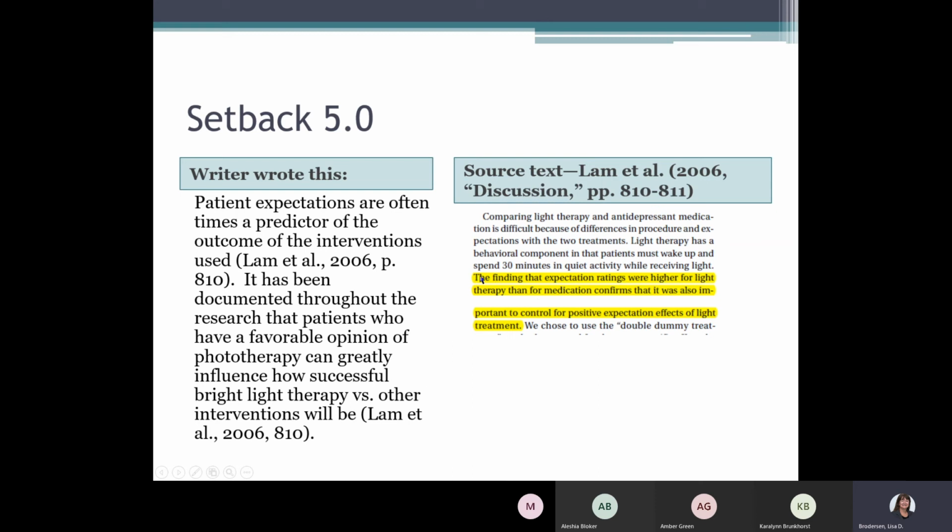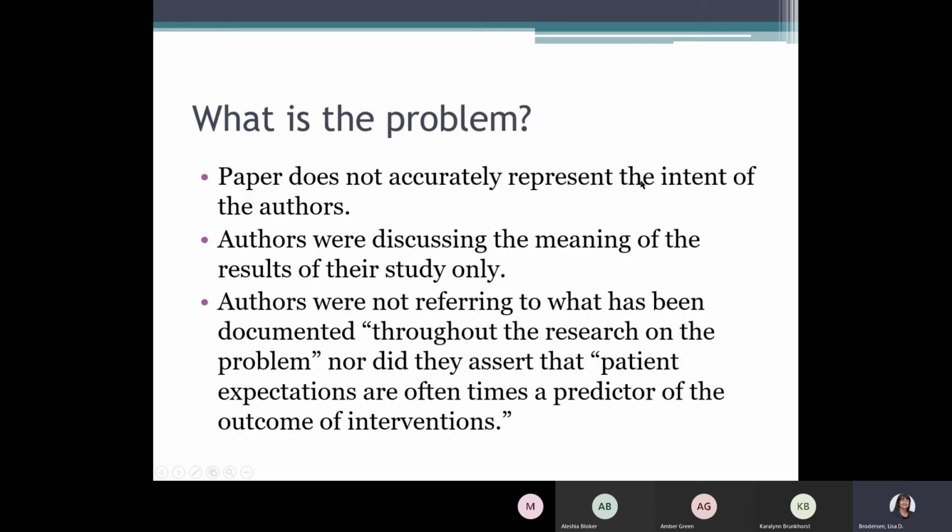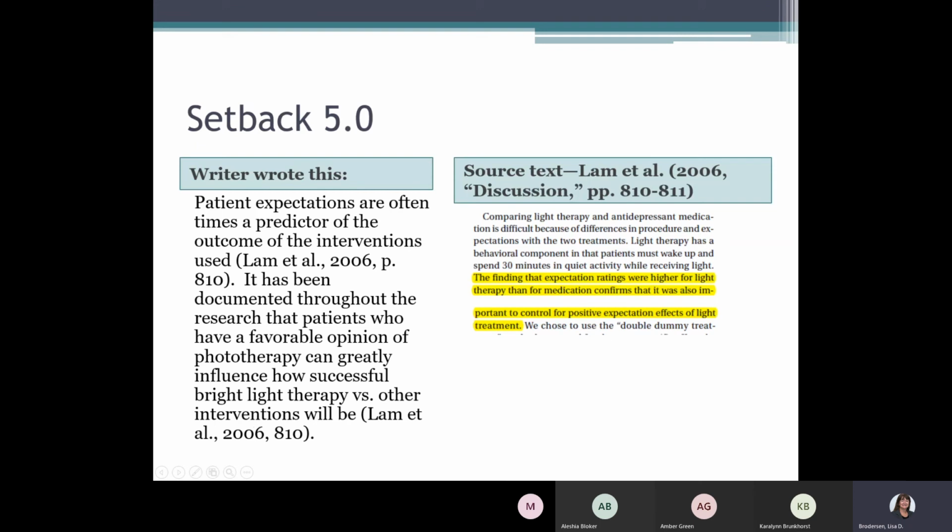And that's all based on this information that's been highlighted in this particular clip from the source text by Lamb et al. Okay, so look at those things and compare. And then I'll move to the next slide.